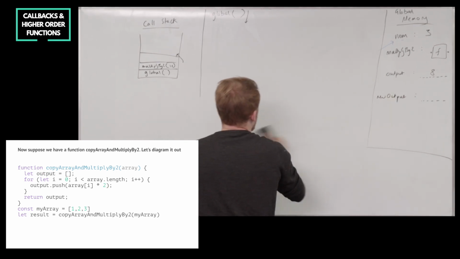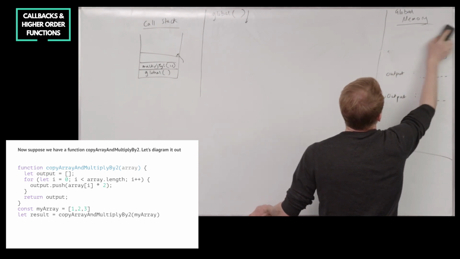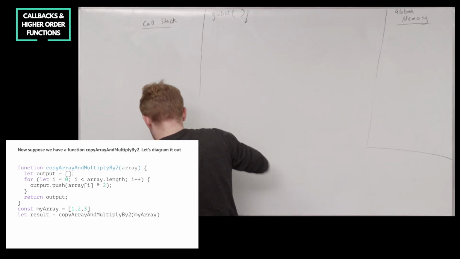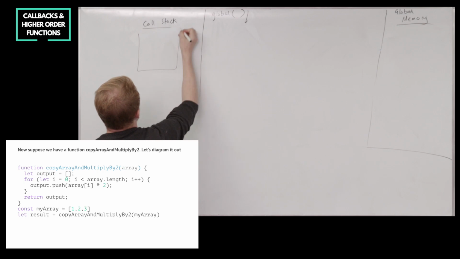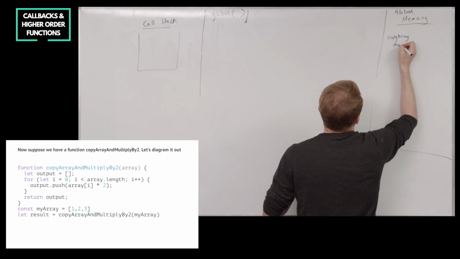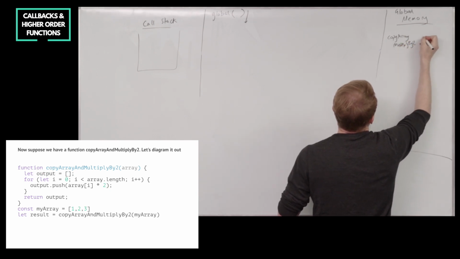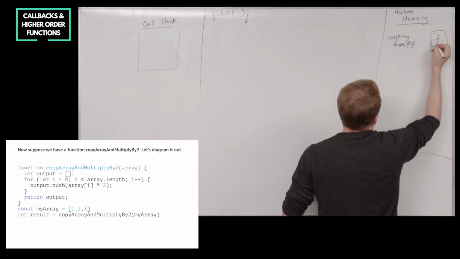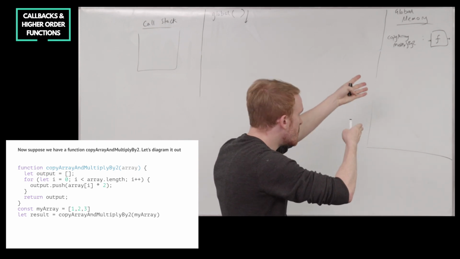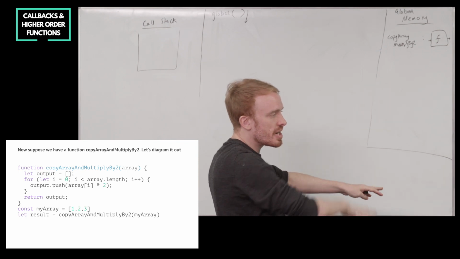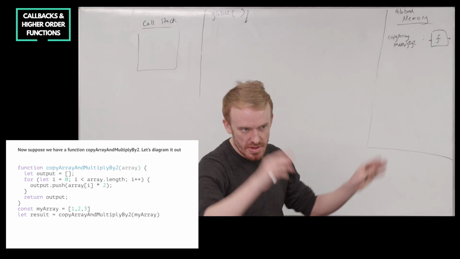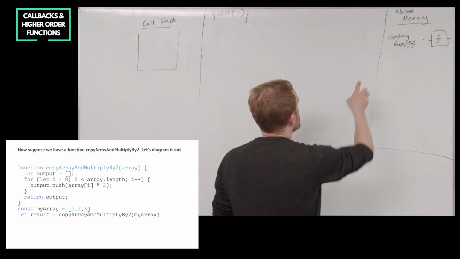starting off with our friend Lewis. What are we doing in the very first line of code, Lewis? We're declaring a function called copy array and multiply by 2, and we're storing it in global memory. Excellent, thank you, Lewis. The whole function definition, I'm drawing it, remember, as a little box like this. It represents the entire function definition. If I were to console log copy array and multiply by 2, I would see the entire function's description, the whole thing, because it's all stored in memory.